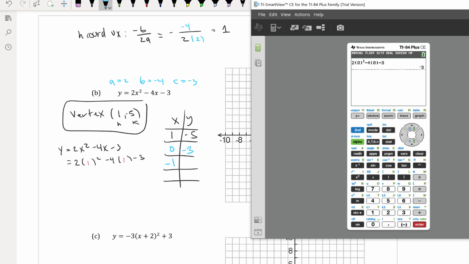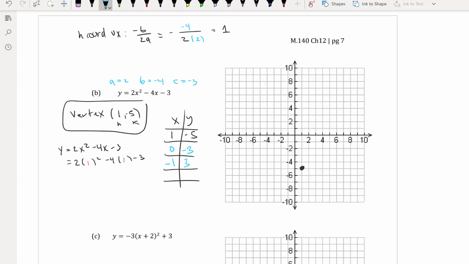Now I'm going to do the exact same thing with that other x value. That other x value looks like it's a negative 1. So 2 times negative 1 squared minus 4 times my negative 1 minus 3. Now I get positive 3 as my answer. So now I'm going to get a positive 3 here. So now I know that I have 0, negative 3. And I have negative 1, positive 3.